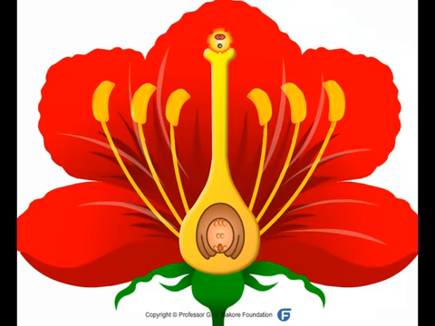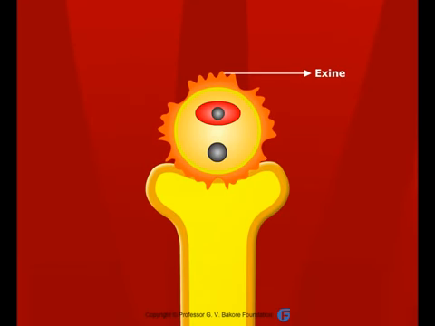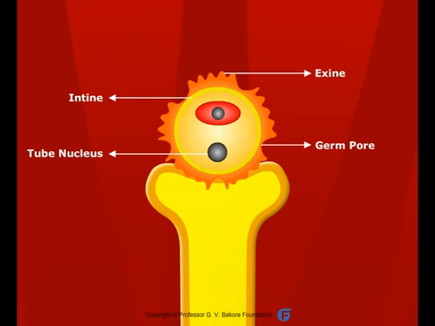During pollination, the pollen grain comes to lie on the stigma. The pollen grain has two layers. The outer layer is known as exine, and it is made up of a substance called sporopollenin. The inner layer is thin and is known as intine. At some places, exine is thin. These areas are known as germ pores, through which will emerge the pollen tube.